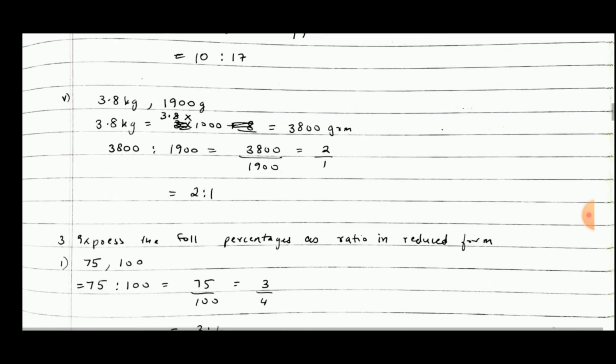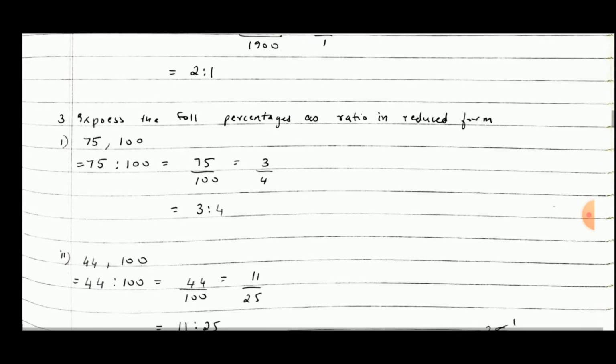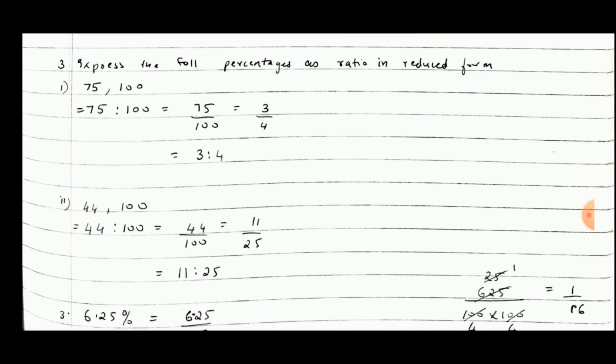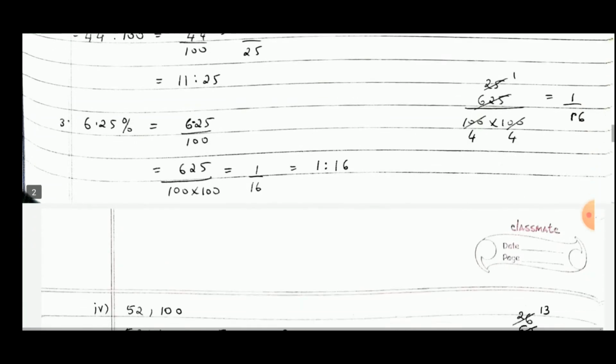Now express the following percentages as a ratio in the reduced form. 75 upon 100, so 75 upon 100 is 3 by 4. Then 44 upon 100, it is 11 upon 25. Then 6.25%, 6.25 upon 100. So 6.25 upon 100 into 100, it is 1 upon 16, that is 1 is to 16.